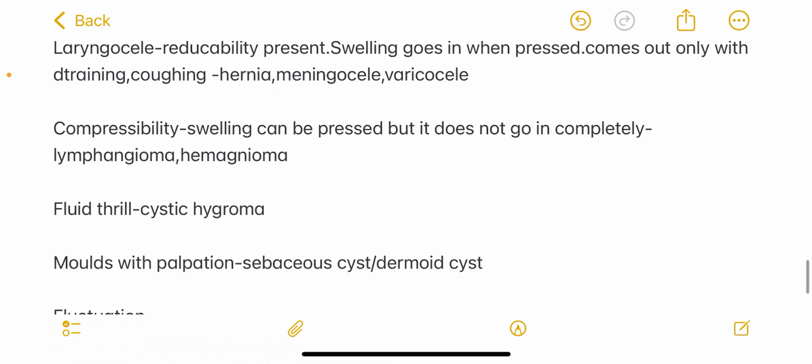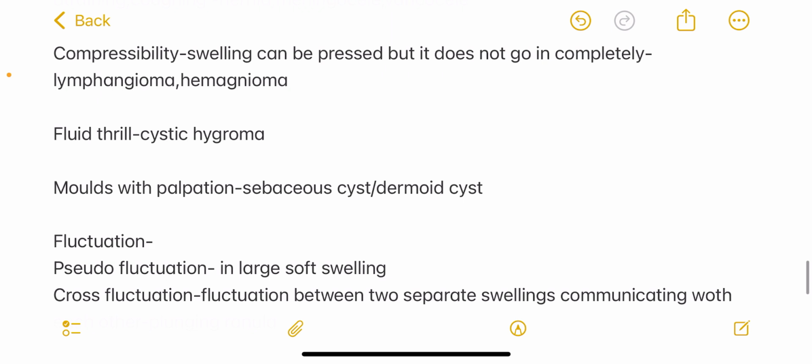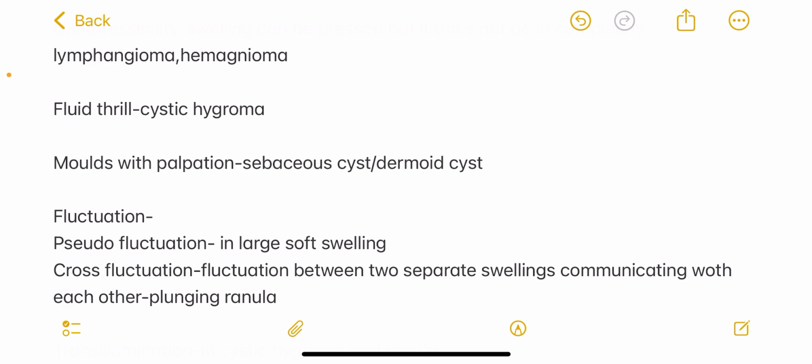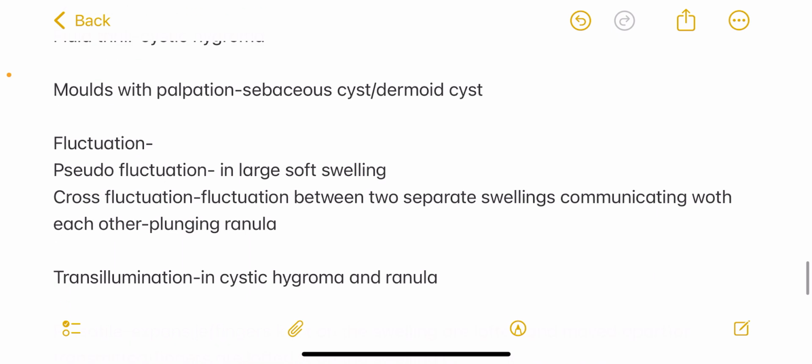And fluctuation, again very, very important. We need to check if the swelling is fluctuating. Pseudo fluctuation is seen in large soft swellings, and cross fluctuation is fluctuation between two separate swellings communicating with each other. So this is seen in case of plunging ranula. Then transillumination test is again done in swellings, and it is positive in cystic hygroma and ranula.